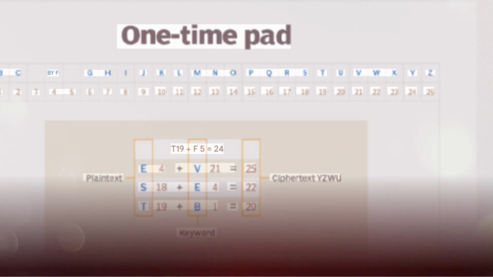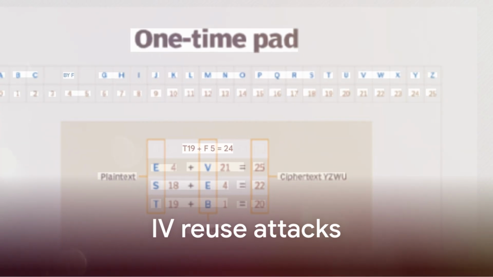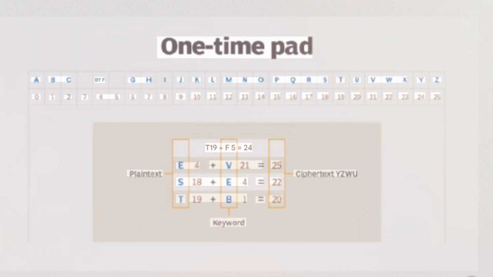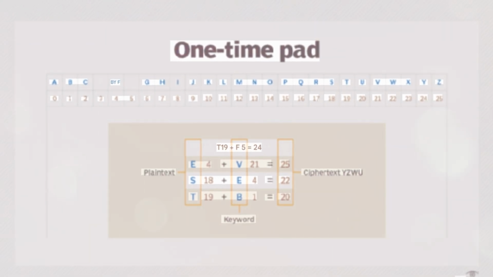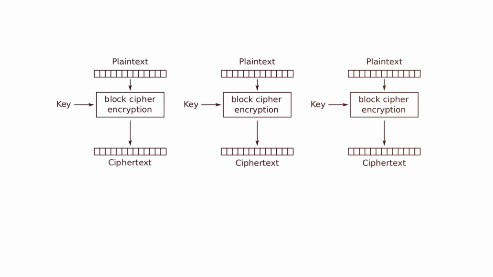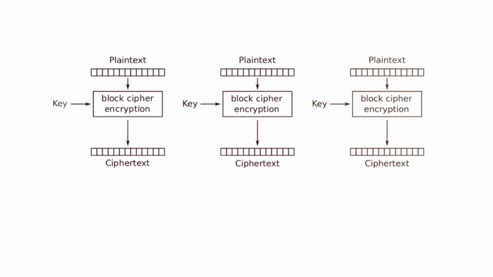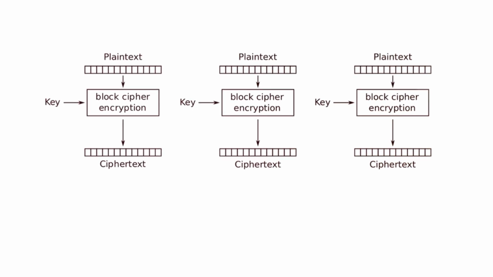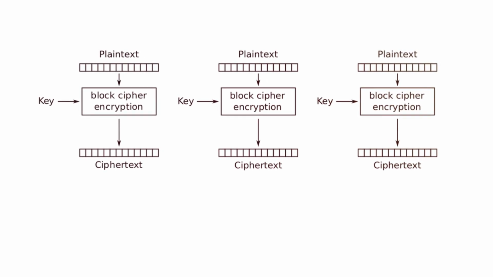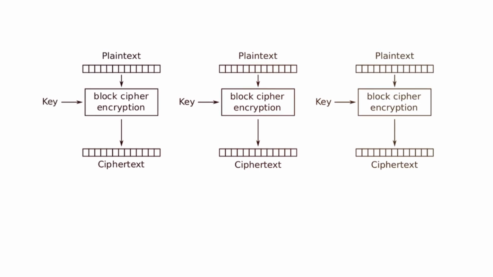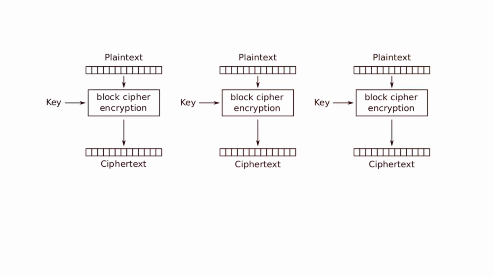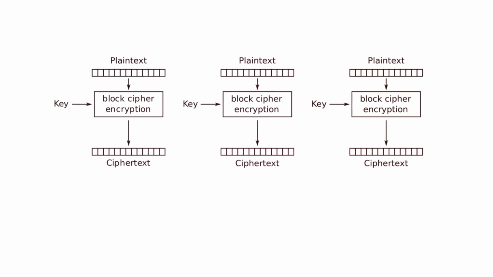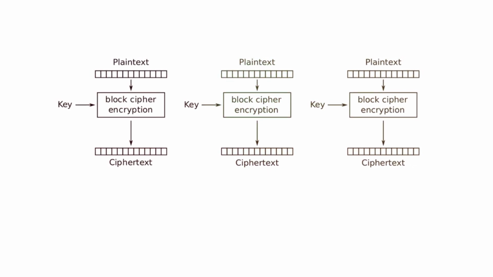Imagine two secret letters written with the same one-time pad. If an attacker gets both, they can often recover both letters. IV reuse with the same key creates a similar disaster because the mathematical assumptions of the cipher mode break down. When the same IV is reused, identical plaintext blocks can generate identical ciphertext, which leaks patterns and can let attackers infer or recover underlying data.